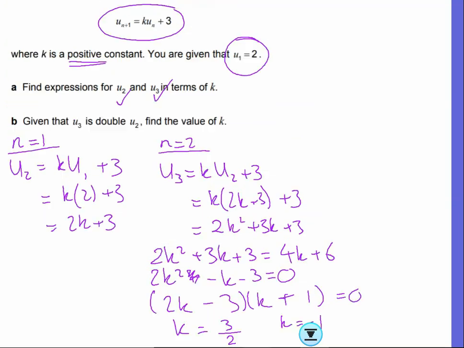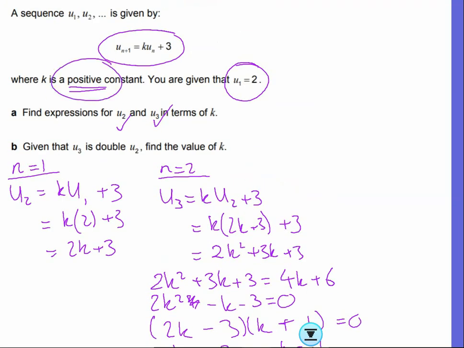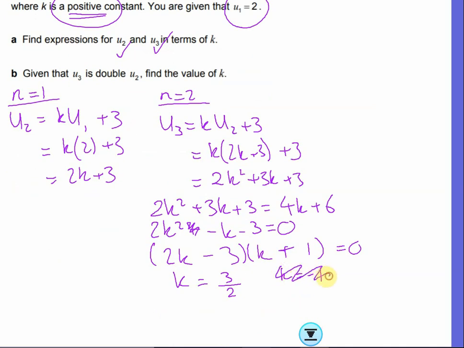But what did it say earlier? It must be positive. So let's not write this one. Okay, so here we go.